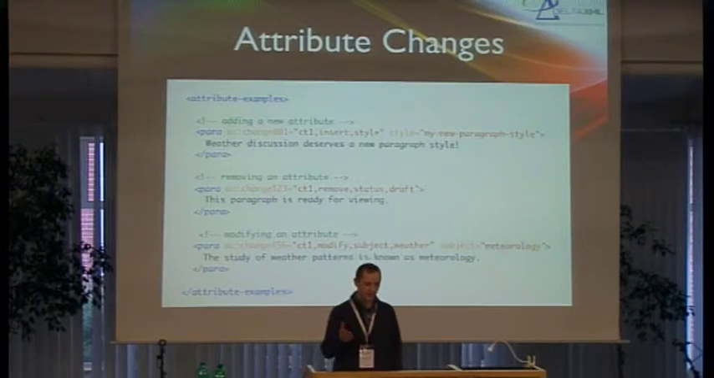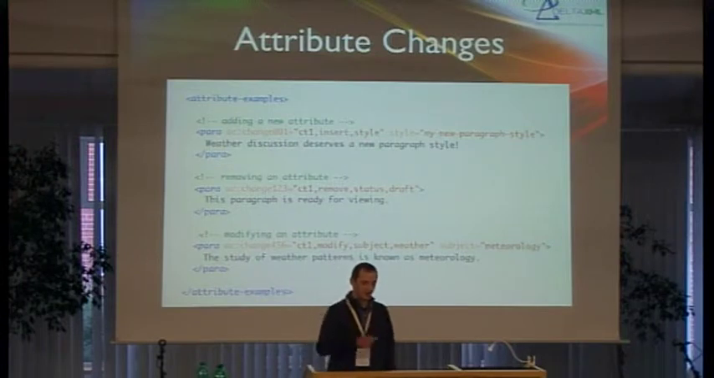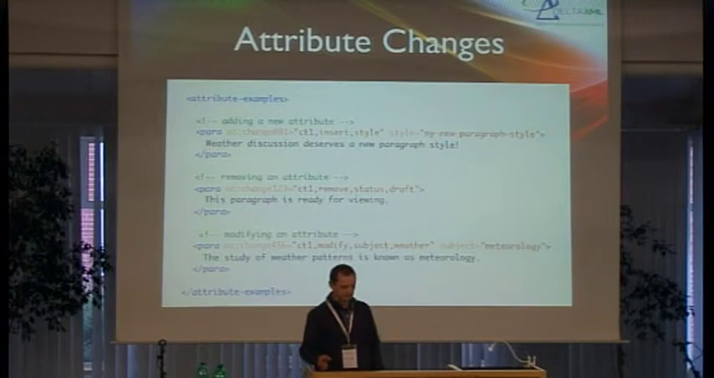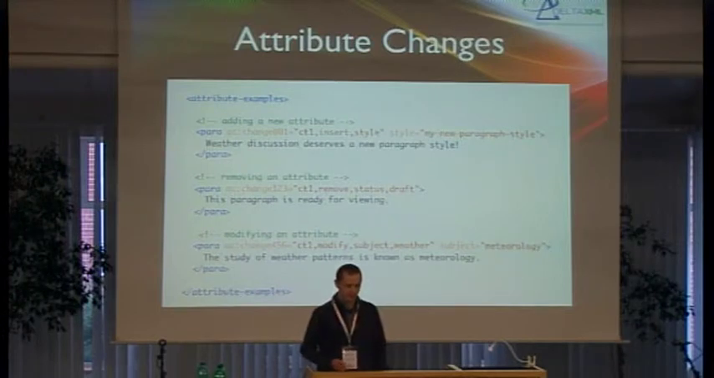So the first paragraph has style equals my new paragraph style as an attribute. There's the attribute encoding of the change to show how that has been added with the change transaction insert, but the actual value is stored on the element itself. So if you ignored the change tracking information, you would have the current form of the paragraph.